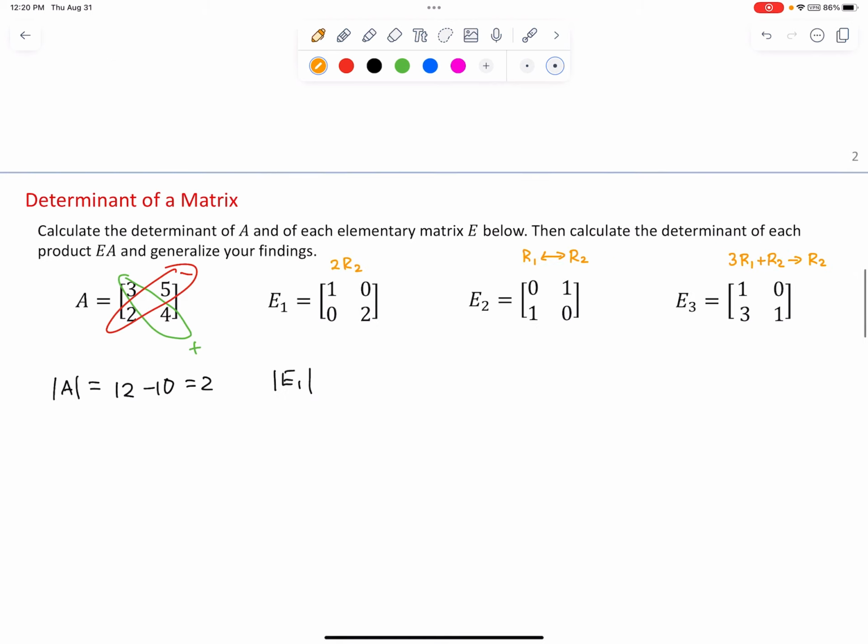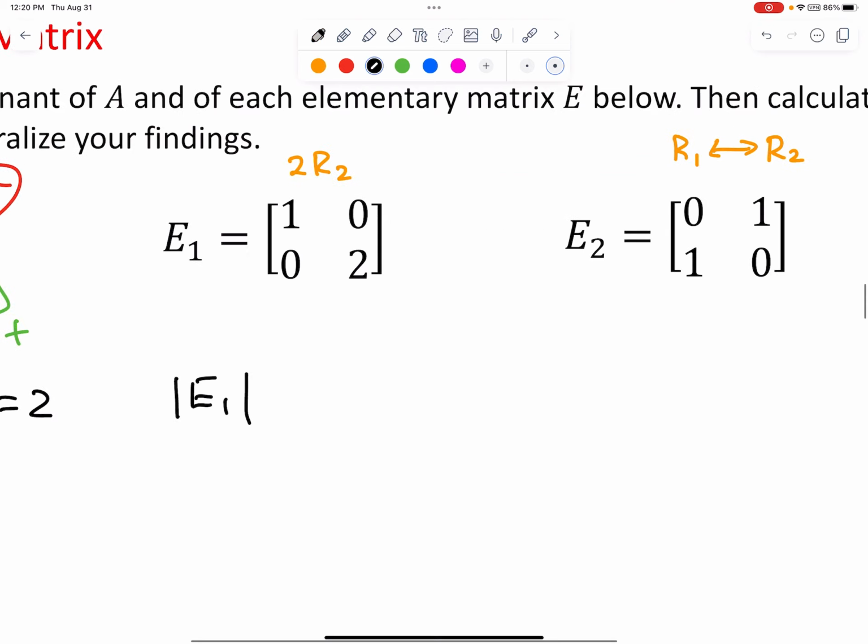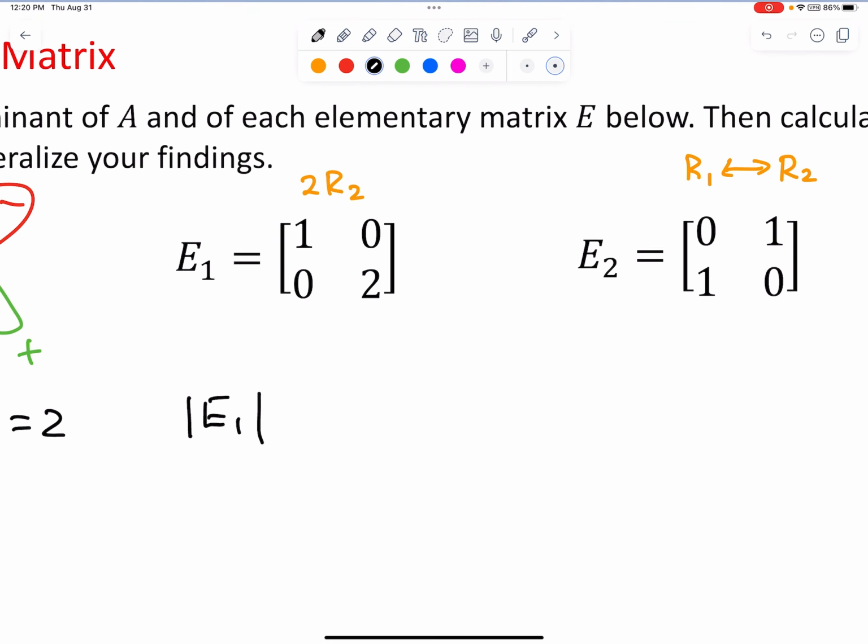So these are the 3 row operations associated with these 3 elementary matrices. Now let's find their determinants using the crisscross pattern. In this case, the determinant of E1 would be equal to 1 times 2, which is 2, and then minus 0 times 0. So we just get 2 minus 0, or just 2.